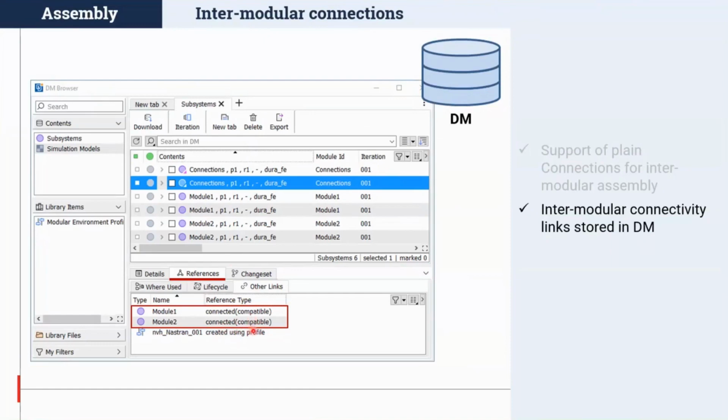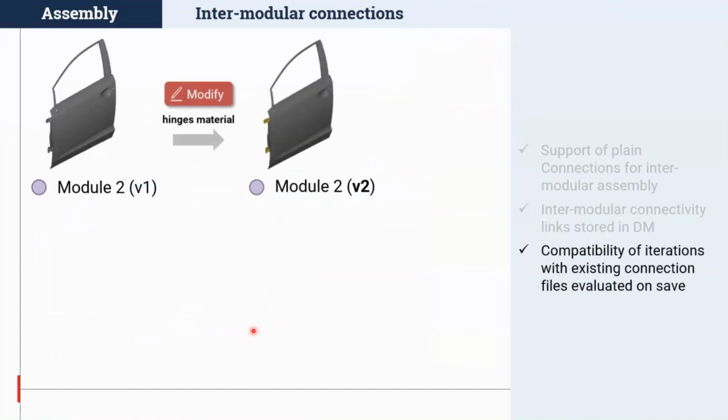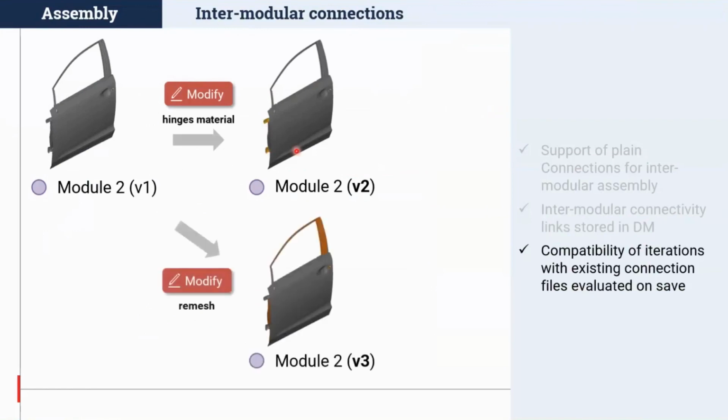In the next couple of slides, I'll be explaining what this compatibility means and how ANSA, or the smart assembly feature, will automatically detect the compatibility of a connecting subsystem. So let's take the same example, where we have a door module, and we modify the door module and certain material on the hinges and store another version of the subsystem of the door. Similarly, we also modified and remeshed certain portions of this door and stored another version as version 3.